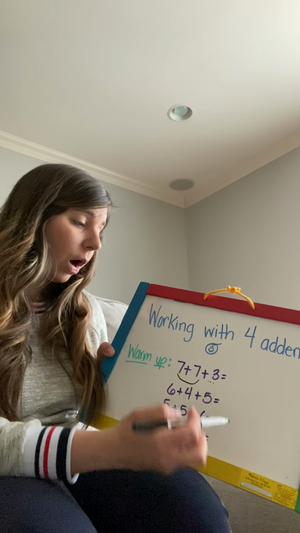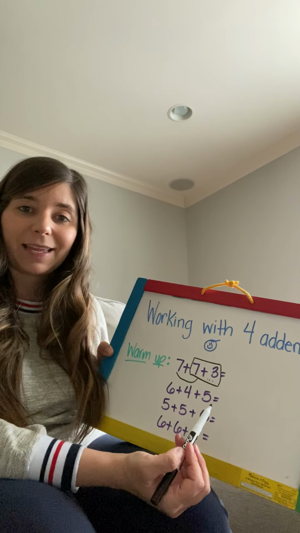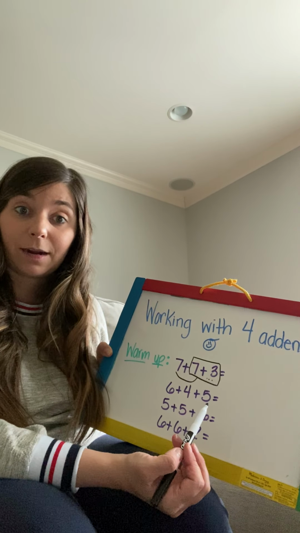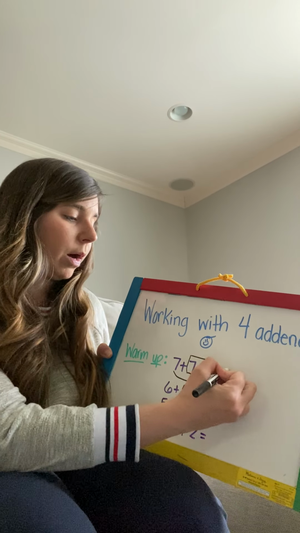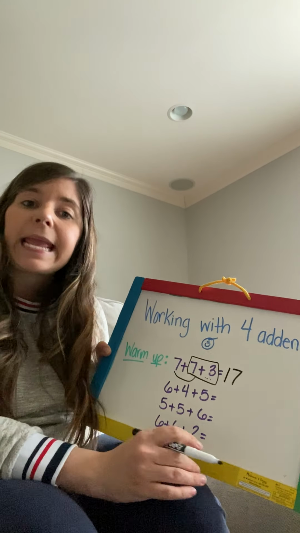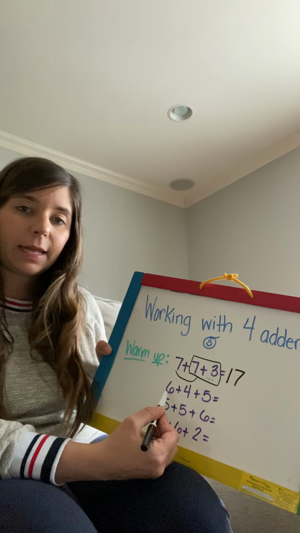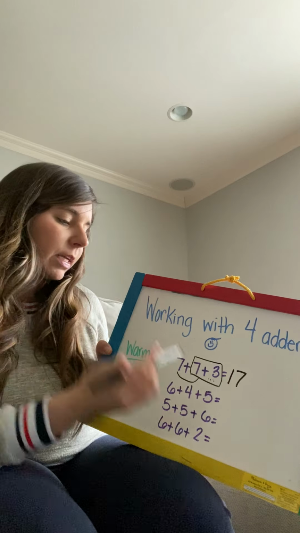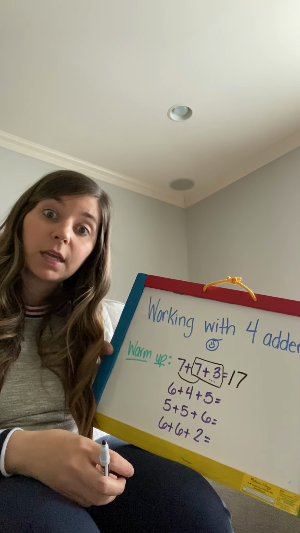Okay. Or I'm noticing that 7 and 3 is a tens pair. 7 plus 3 is 10, plus 7 more is 17. Either way, we got the right answer. Okay. Take a peek at problem number 2. 6 plus 4 plus 5. What would be the strategies that you could use for this one?